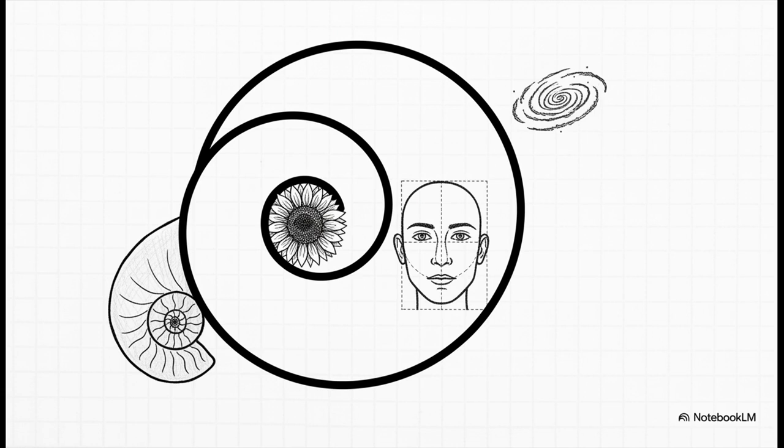It seems to be the go-to ratio for harmonic growth in all sorts of self-organizing systems, from the spiral of a seashell to the way trees branch out, the proportions of a human face, and even the shape of entire galaxies. It's like nature's favorite ratio.